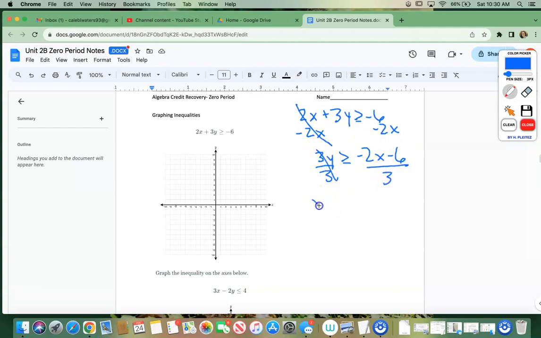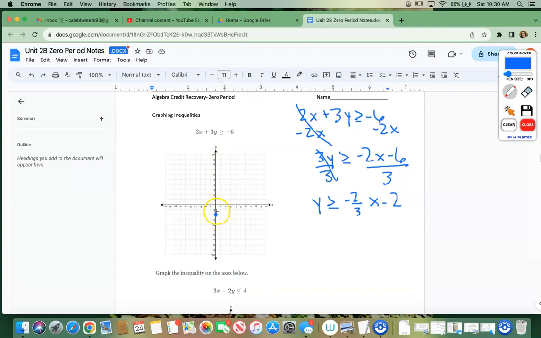And that'll make it y is greater than or equal to negative 2 over 3x. Then negative 6 divided by 3 is negative 2, and we have it. Okay. Now, some things to be aware of is now we're literally just graphing in slope-intercept form. Okay, and so I start this at the intercept of negative 2.